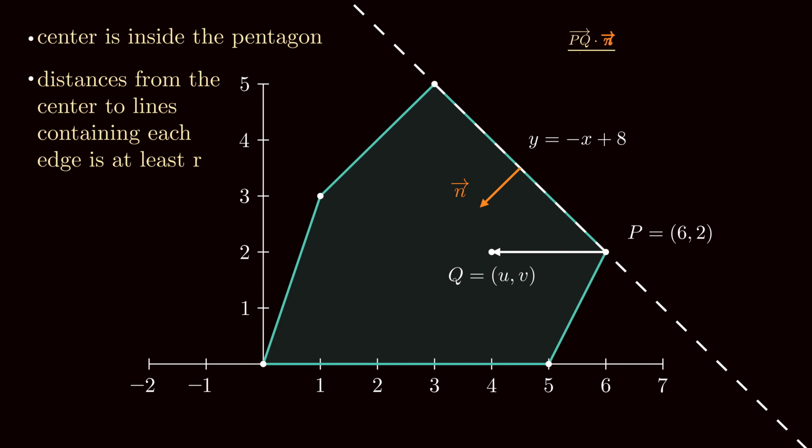Now, let's calculate the dot product. PQ is equal to (u minus 6, v minus 2). There are many possible choices for n. We just want the slope to be 1 because the line has a slope of minus 1, and we want it to point inside the pentagon. An easy choice is setting it to (minus 1, minus 1). Now we can simplify it.